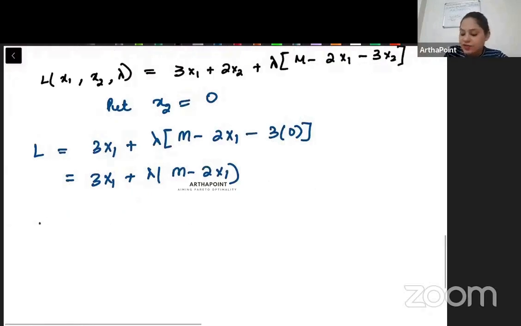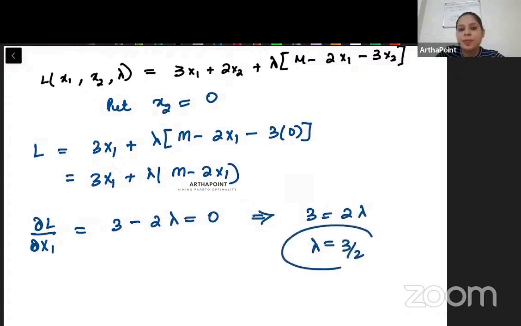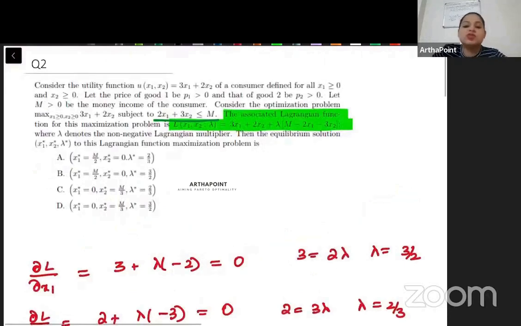Again, I will differentiate. I will try to maximize the amount of x1 that I consume. So differentiate it with respect to x1. So 3 plus lambda into m. Sorry, 3 minus 2 lambda will be 0. So this means that 3 will be equal to 2 lambda and lambda will be 3 by 2. This is how you can go ahead and solve this question.